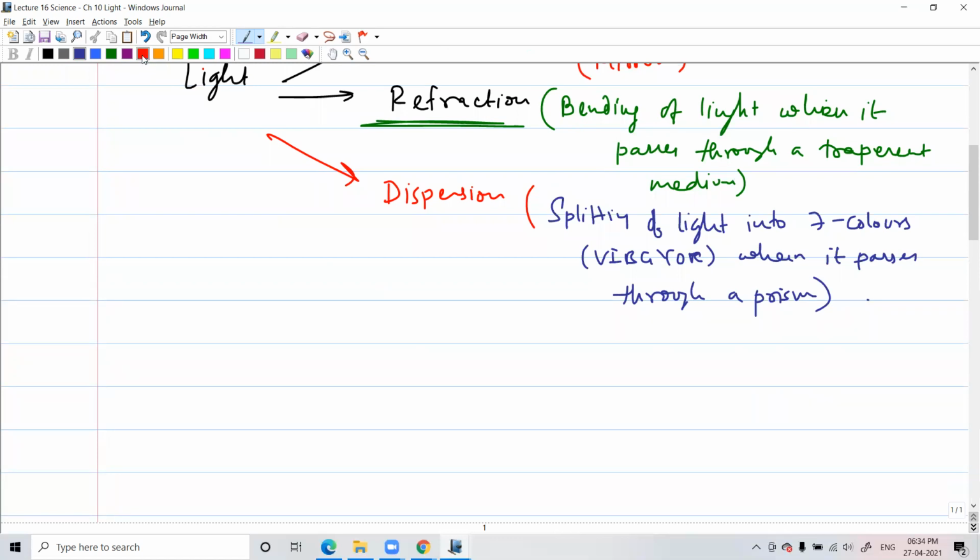And one more phenomenon I said, scattering of light. Anyone knows what is scattering of light? You have studied a little bit about this in your 9th standard also, I think, or previous classes, 8th standard. Tyndall effect or something. You have studied about it, right?